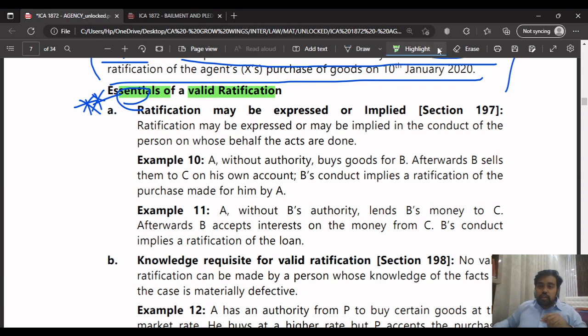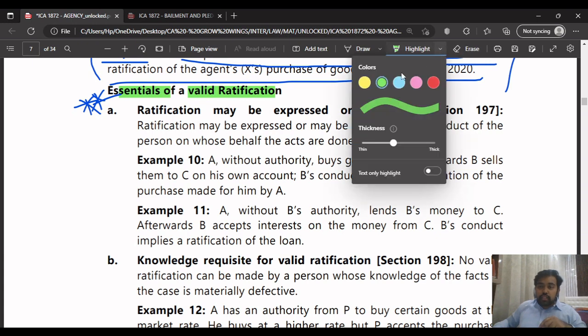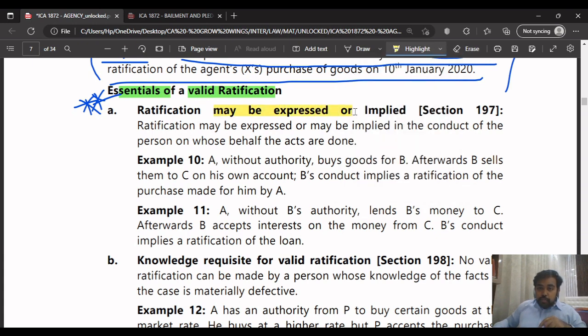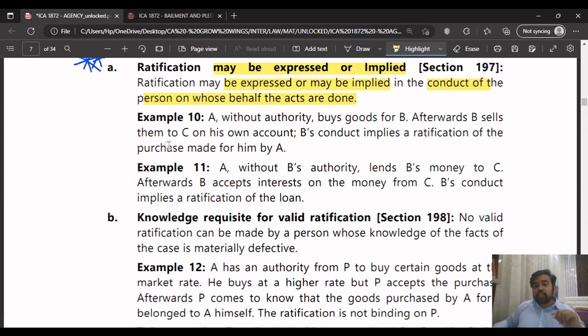What are the essentials of valid ratification? Ratification may be expressed or implied. This is the essential for valid ratification, just like the essentials for estoppel. It was there, no? Two places where essentials have come till now. Remember that in the modes, essentials for estoppel are very important, and essentials for valid ratification are important too. Ratification may be expressed or implied, just like there representation can be expressed or implied, in the conduct of the person on whose behalf the acts are done.